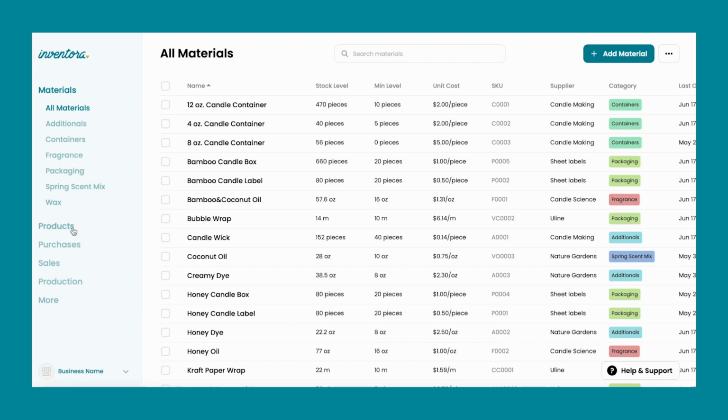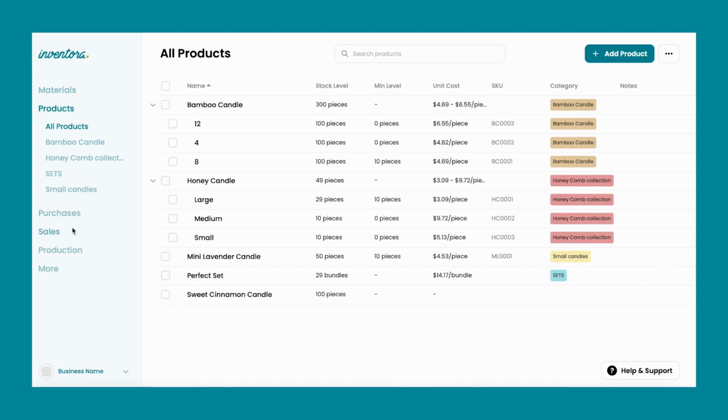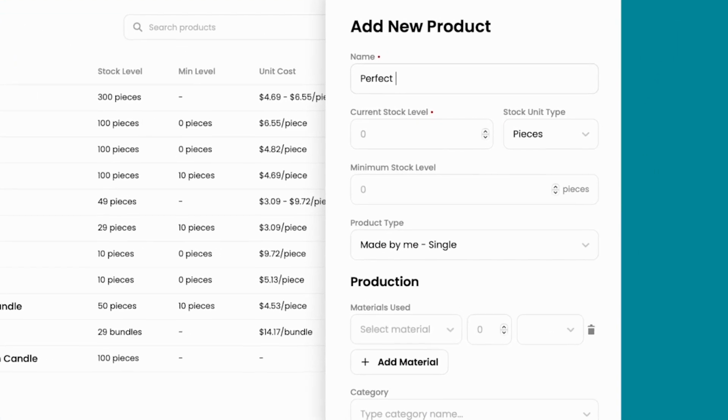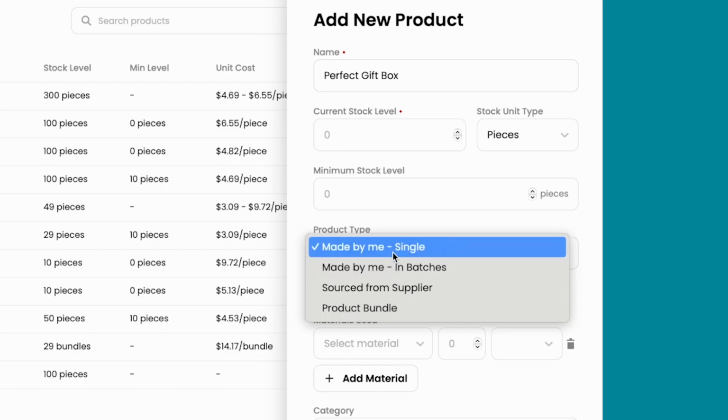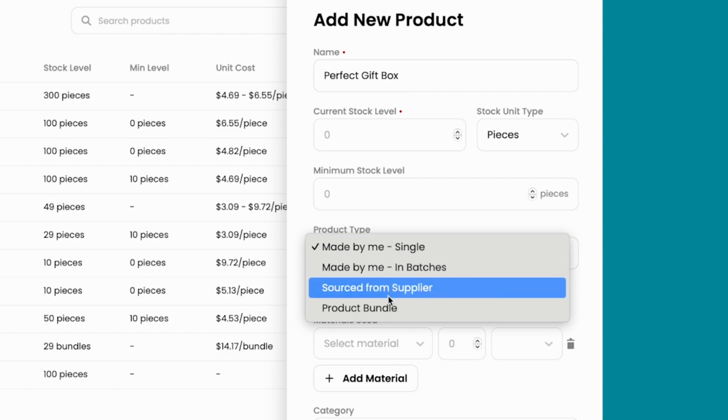So let's begin. On the left sidebar, click on Products, click on Add Product, write the name of the bundle. After you put the name of your bundle, you're going to be selecting the product type, Product Bundle, and you're going to see that immediately these options disappear because we take the stock level of the product with the least stock level of the bundle.